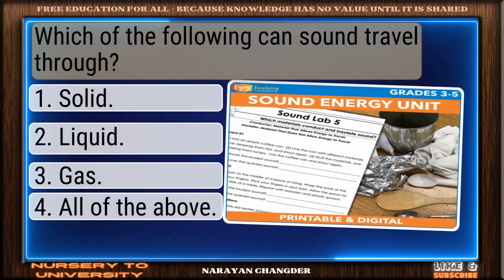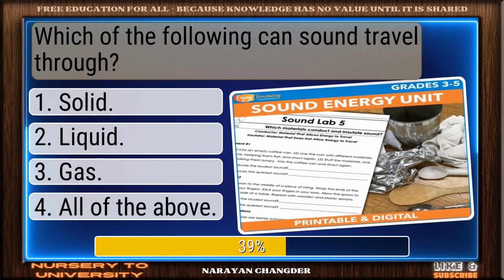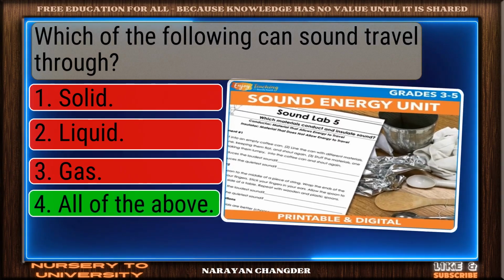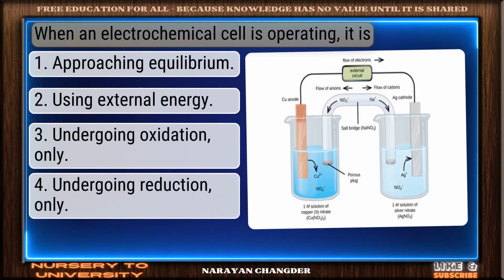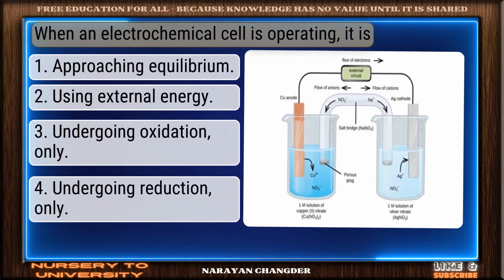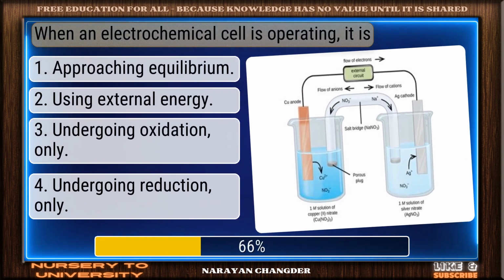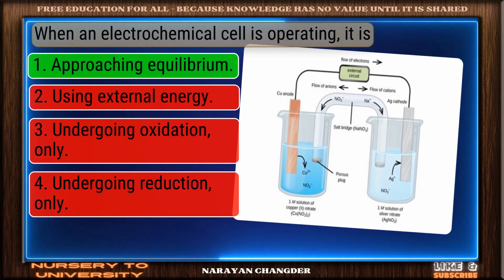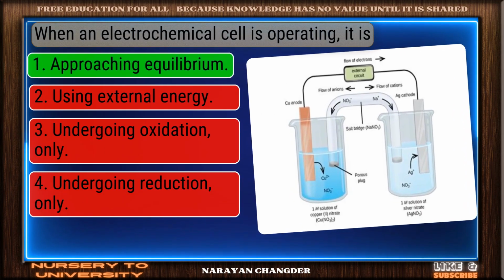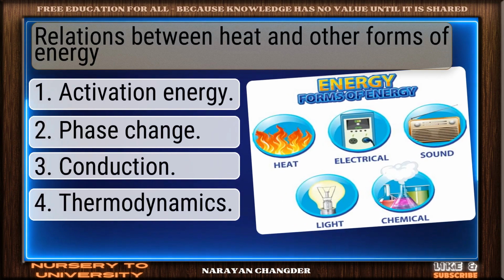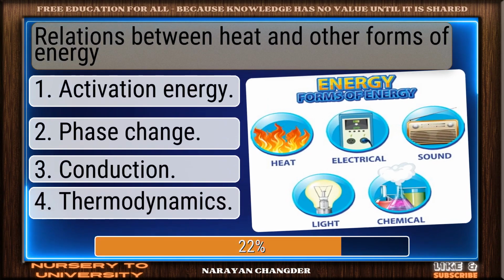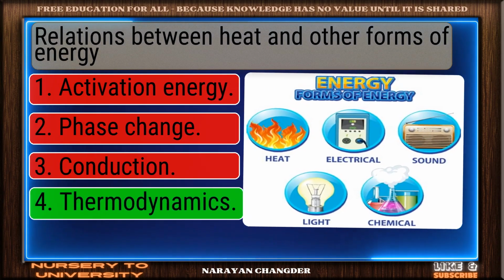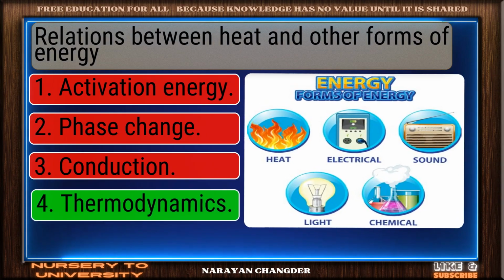Which of the following can sound travel through? Great thinking. All of the above is the right choice. When an electrochemical cell is operating, it is clear logic. Your choice. Approaching equilibrium is sound and 100% true. Relations between heat and other forms of energy. Great job. Thermodynamics is the accurate answer.